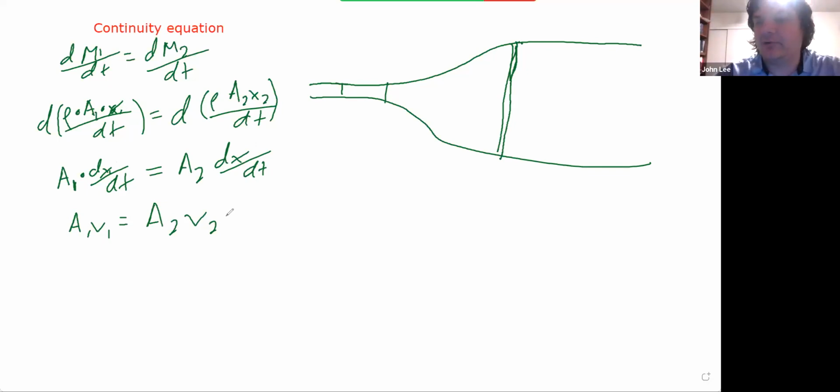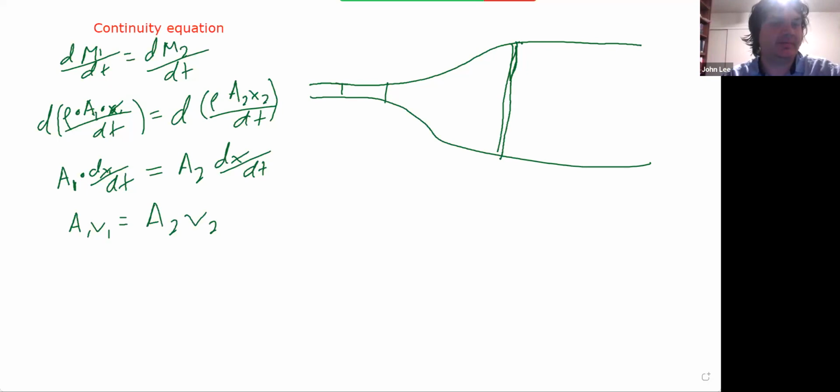So if you have a really small bottleneck, like you see in the first area, or the area to the left, then what you're going to see is that the velocity will be going a lot faster than it will through the wider area just down the tube. So that's the continuity equation.